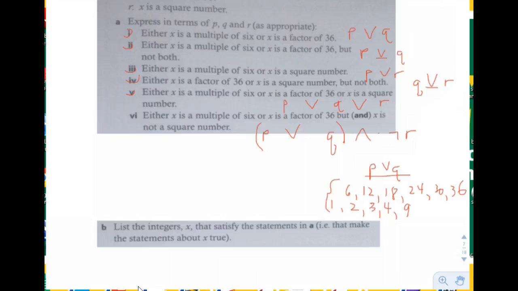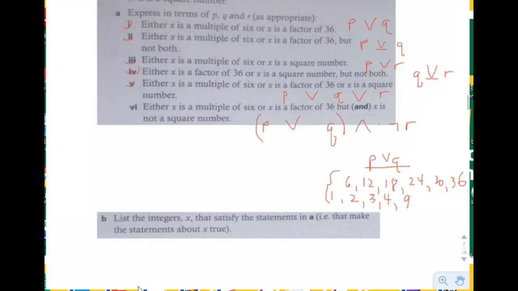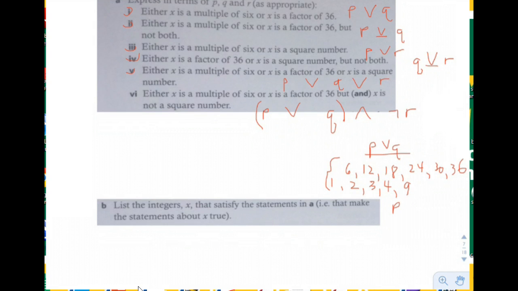So that's the list for that one. The next one is P exclusive or Q. So numbers that are in one list or the other but not both. So that means 6 is in both lists, so we're not going to list 6. 12 is in both lists, so we're not going to list 12. 18 is in both lists, so we're not going to list 18.